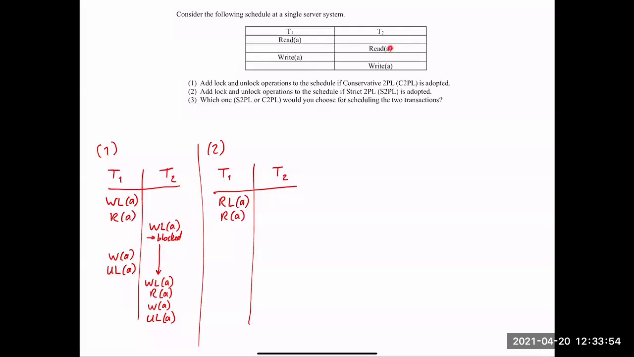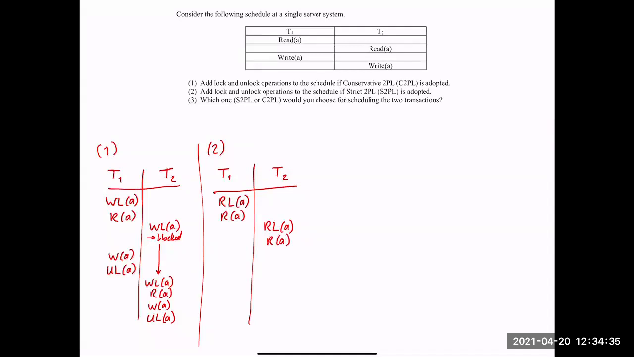Then T2 gets to read A, so it needs to acquire a read lock. And what's going to happen here? Can we acquire this read lock? Or are we going to be blocked? Yeah, so we're not going to be blocked. Why? Well, a read lock is a shared lock. So as many transactions as you like can hold a read lock on the same item, as long as no transaction holds a write lock. Okay, so this read lock operation here won't block. So therefore, T2 can also read A.